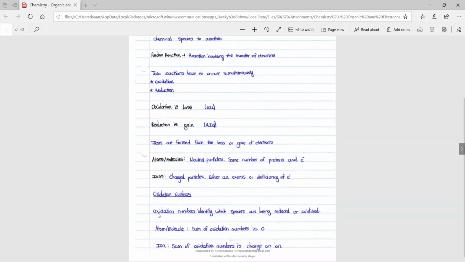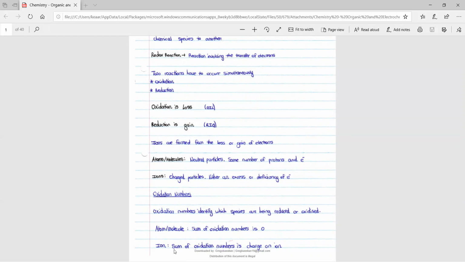Then we move on to oxidation numbers. Oxidation numbers identify which species are being reduced or oxidized. An atom or molecule will have the sum of their oxidation numbers as 0. So 0 now represents the charge. It has a 0 charge. It is a neutral particle. Whereas for an ion, the sum of their oxidation numbers is the charge on the ion. So it'll either have a positive or negative number.